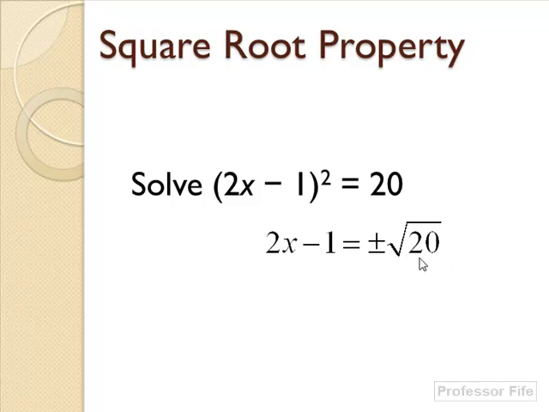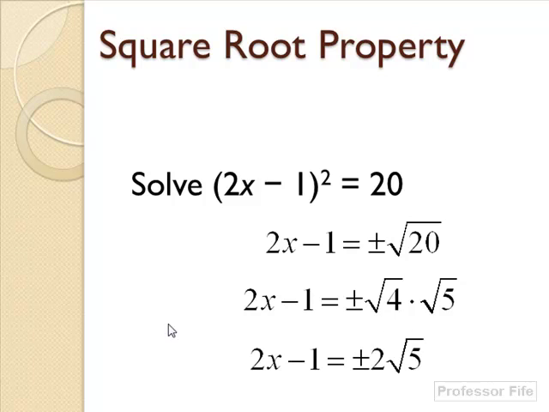The square root of 20 can be simplified. 20 is 4 times 5, and the square root of 4 is 2. So the square root of 20 simplifies to give you 2 square root of 5. So from here, 2x minus 1 equals plus or minus 2 square root of 5. You want to work to isolate the x.